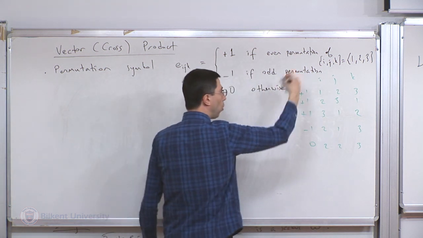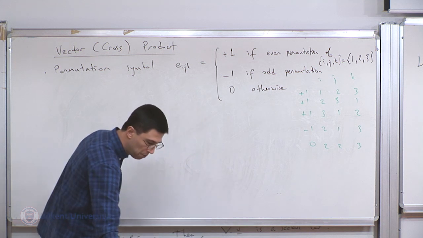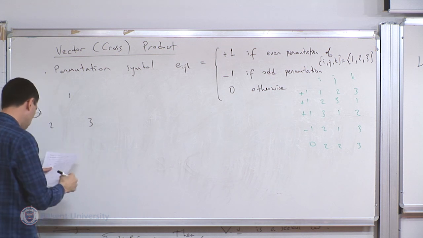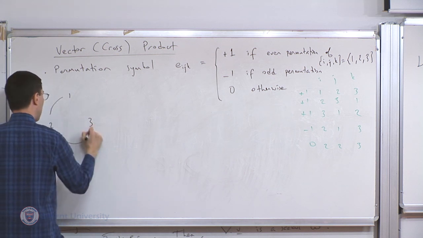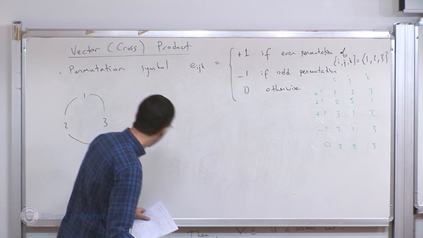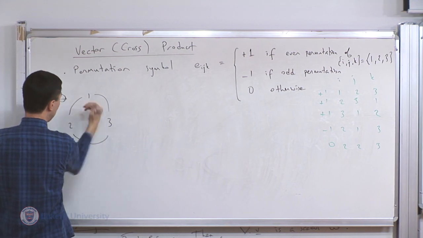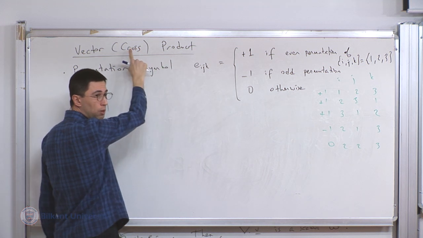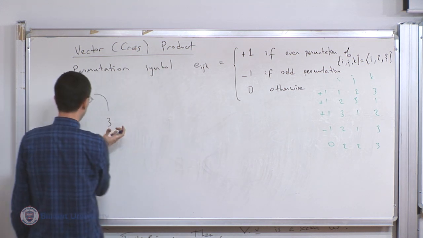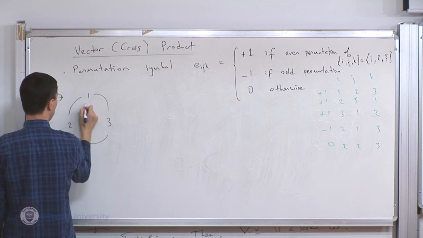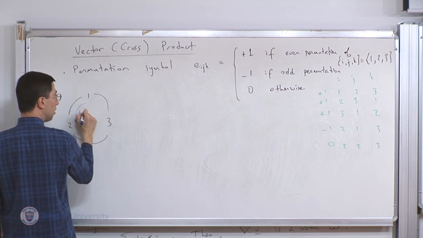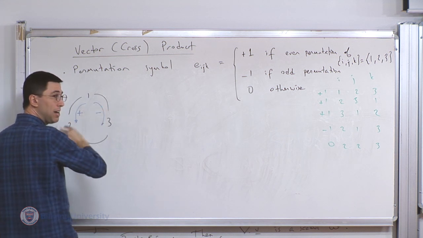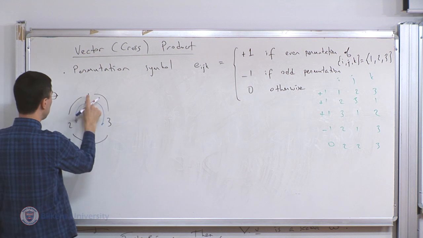Now, the order is not very hard to remember. It is something that you can remember from the following diagram. I put 1, 2, 3 on a circle, and you then use the right-hand rule, because this thing defines the cross product. I remember for a cross product, we had a right-hand rule. So if you rotate according to the right-hand rule, it's a plus. If you rotate in the other direction, it's a minus. Anything else, it's 0.